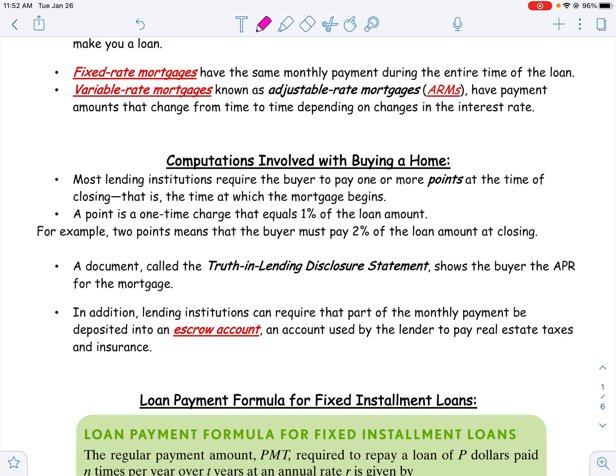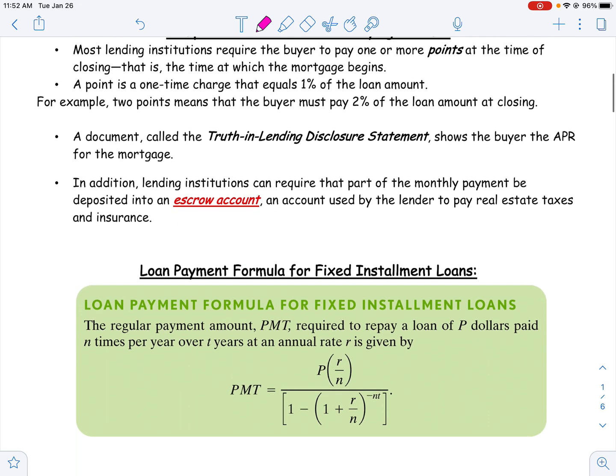A point is a one-time charge that equals 1% of the loan amount. So for example, 2 points means that you must pay 2% of the loan amount at closing before you can actually get your keys and move into your new home. A document called the Truth in Lending Disclosure Statement shows the buyer the APR for the mortgage. In addition, lending institutions require that part of your monthly payment be deposited into an escrow account. That's an account used by the lender to pay real estate taxes, insurance, stuff like that. So you have a monthly payment, and a portion of that monthly payment goes to an escrow account.